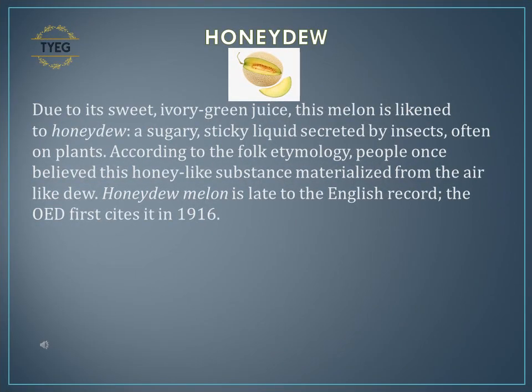Honeydew. Due to its sweet, ivory green juice, this melon is likened to honeydew, a sugary, sticky liquid secreted by insects, often on plants. According to the folk etymology, people once believed this honey-like substance materialized from the air like dew. Honeydew melon is late to the English record. The OED first cites it in 1916.